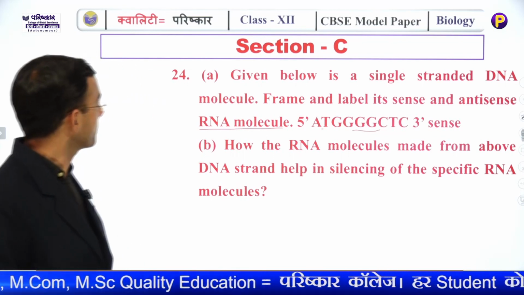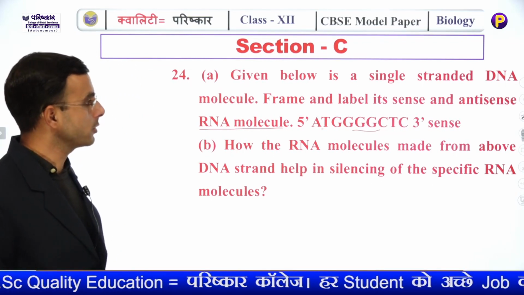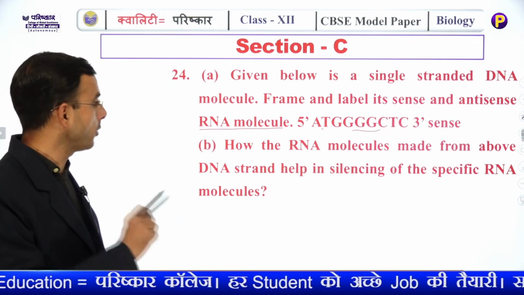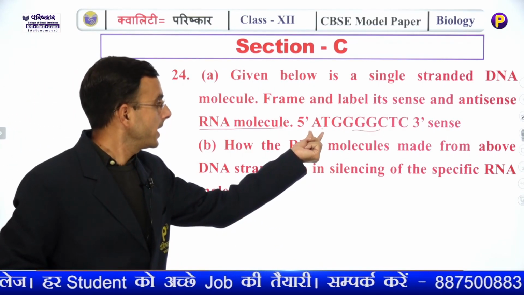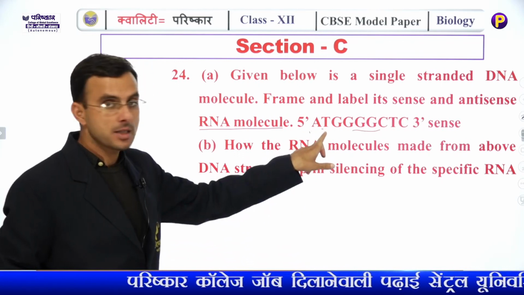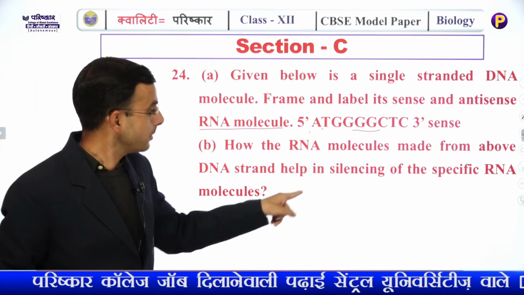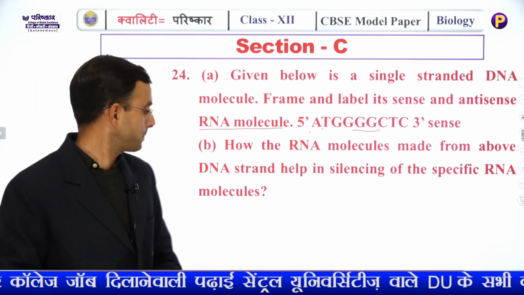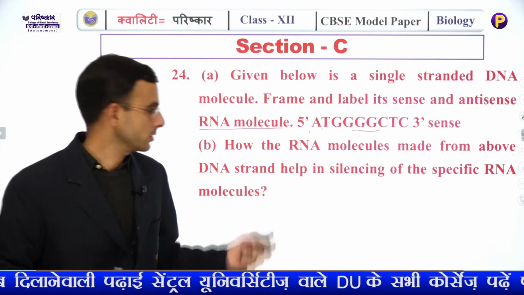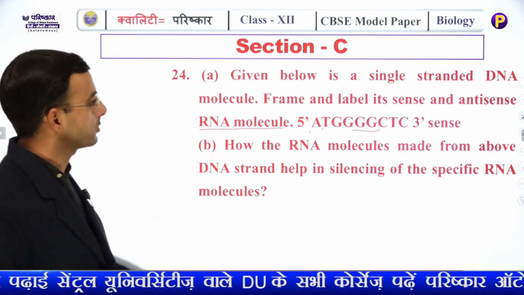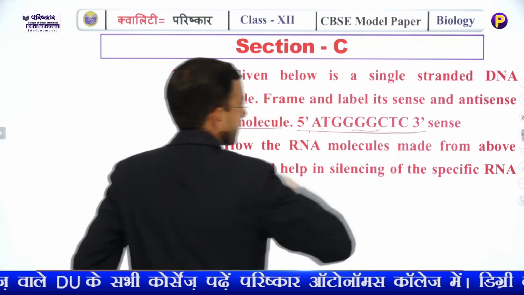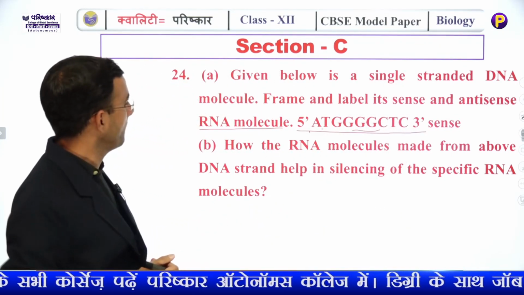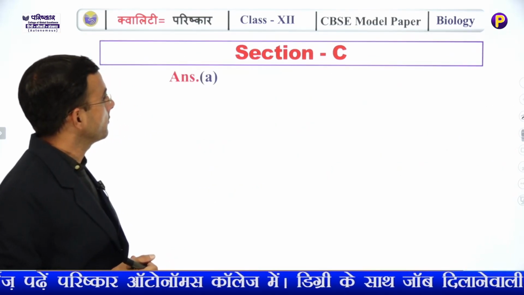So the second part of this question is how the RNA molecule is made from the above DNA strand. That means you have to make an RNA from this strand that helps in silencing a specific RNA molecule. So look at this one. That is the sequence, and that is the sequence. That is a very simple one. There is no problem. You have to convert.